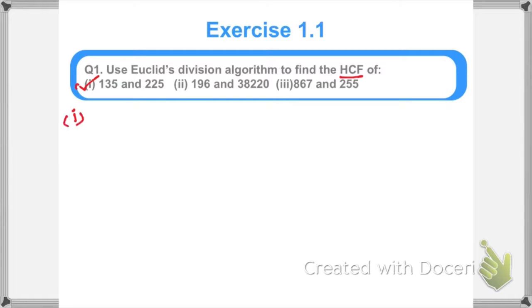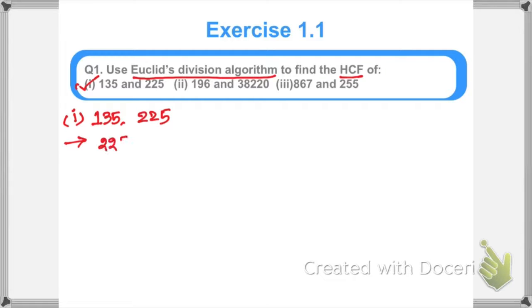So our first question is 135 and 225. We need to find the HCF of both the numbers, and we need to use Euclid's division algorithm to find the HCF. So let's begin with the solution.